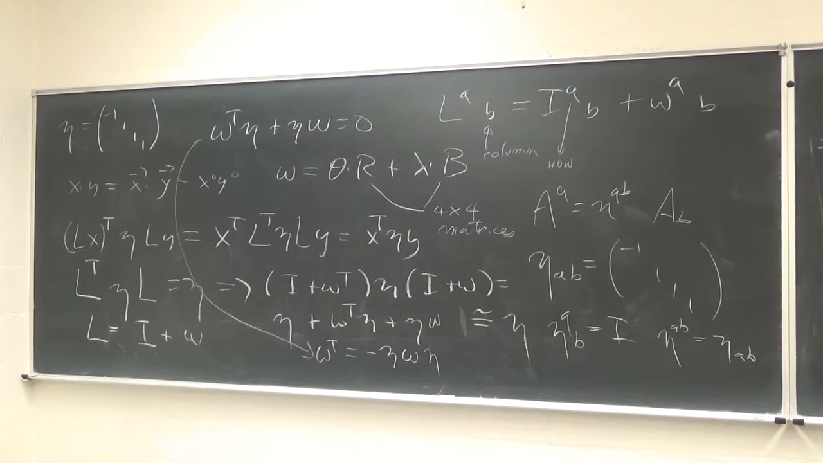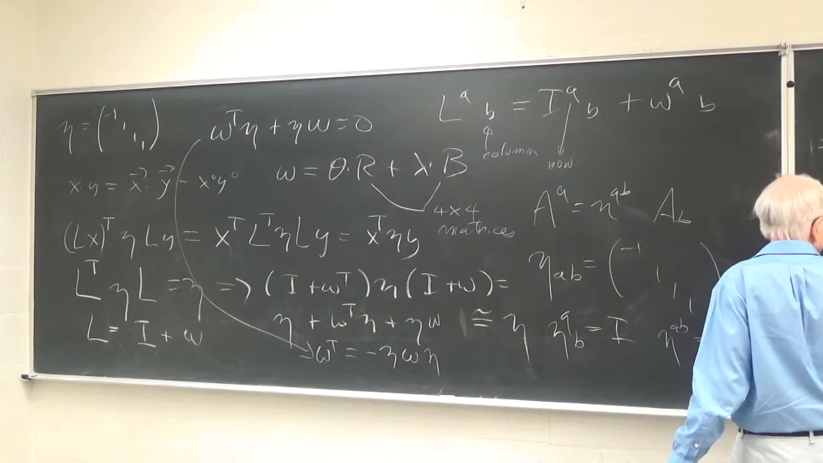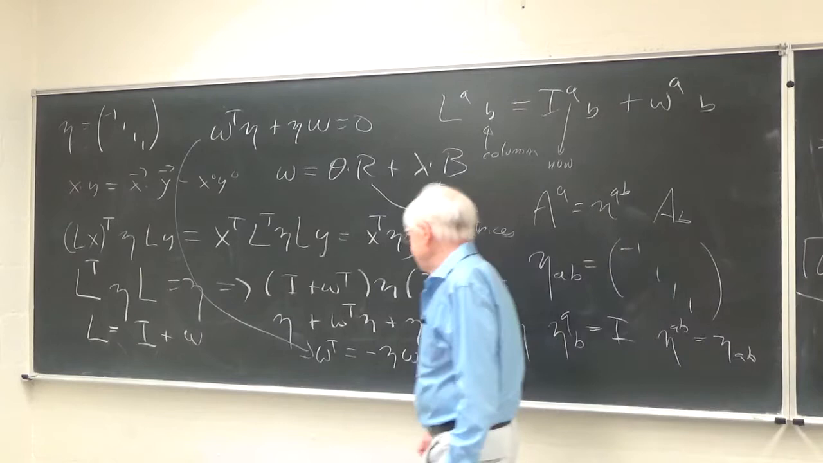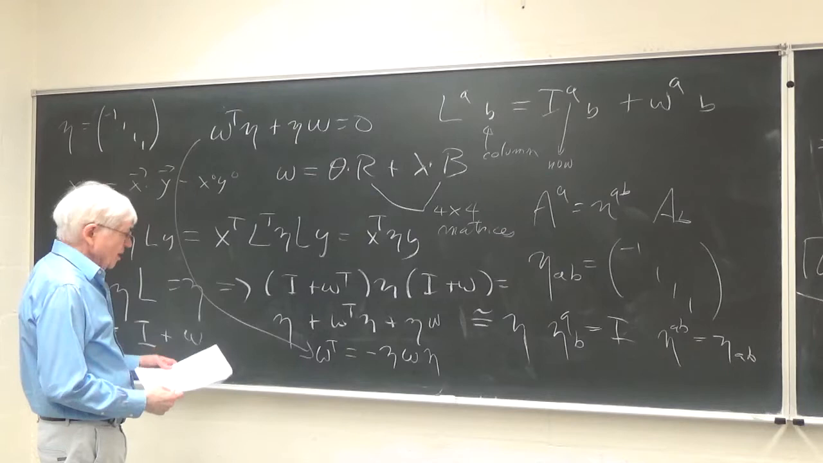This sum, eta DA, eta EA, eta of course is symmetric, so you can rewrite that as eta DA, eta AE, and that is just delta DA, or equivalently, eta DE, sorry. And that means that's minus omega BE. So the final thing is that omega is anti-symmetric. Omega with lower indices is anti-symmetric. So this is what in matrix notation looks like that.